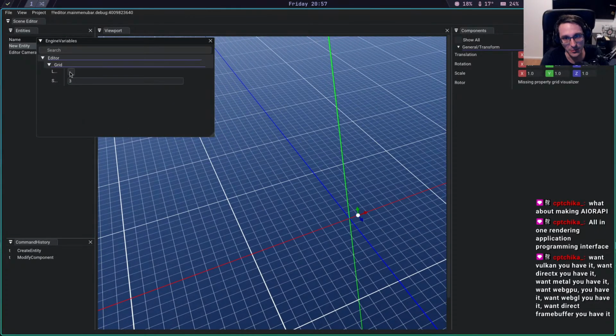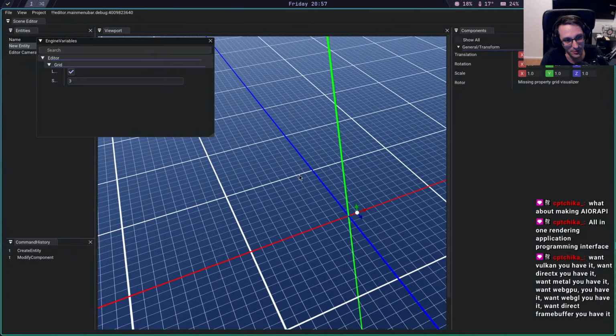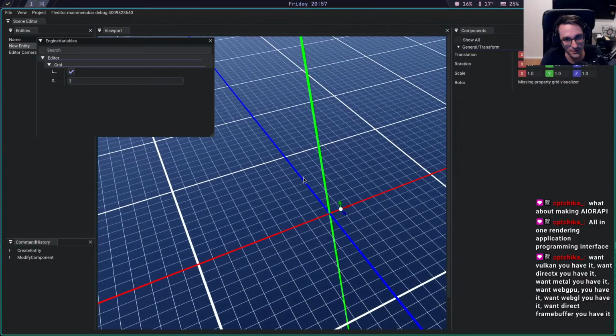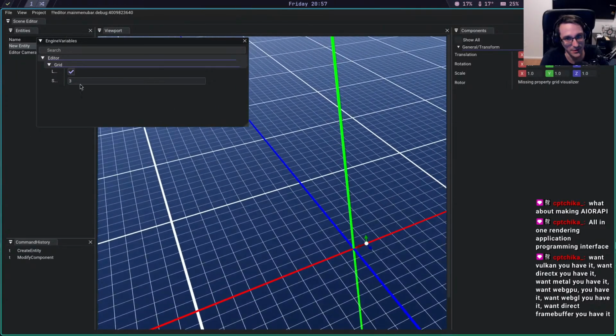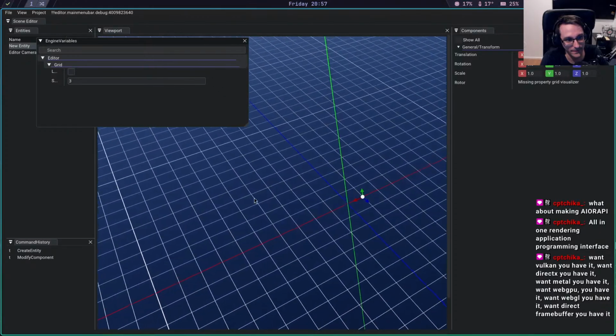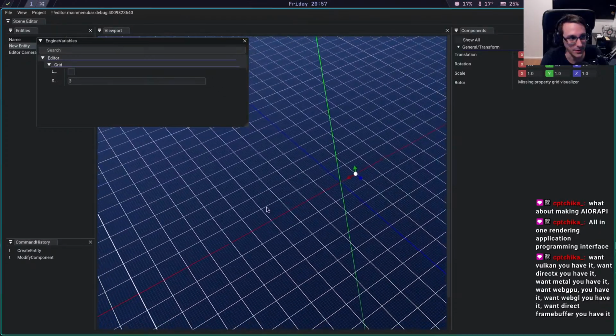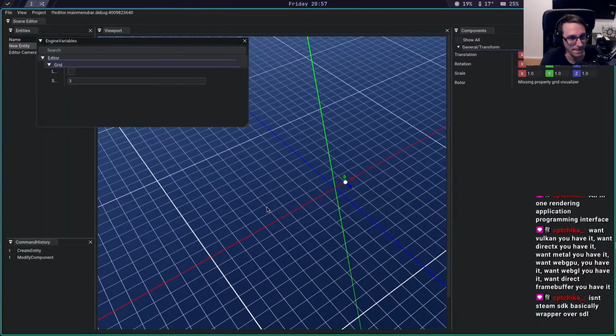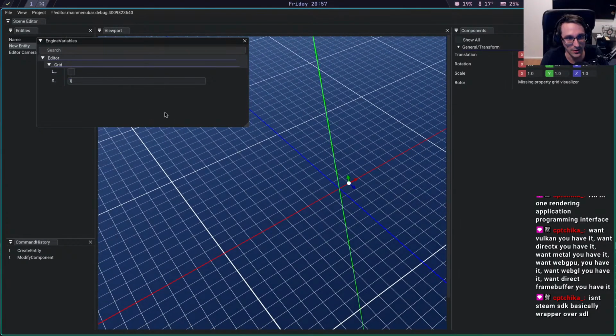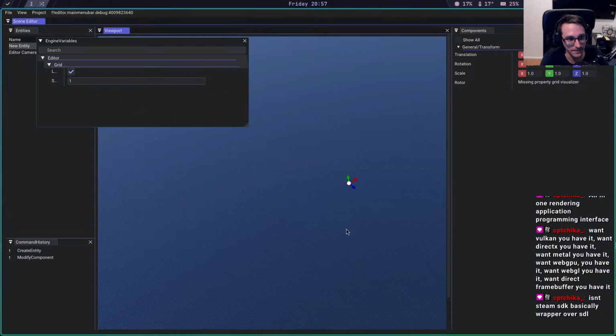I think this feature will probably not be used a lot to lock the grid size, but it's still nice to have, I guess. So that was the one thing I wanted to add. Basically I can say, no, I always want to have level 1 here.